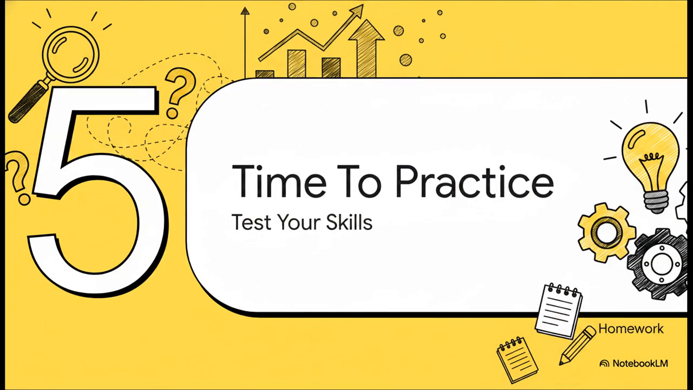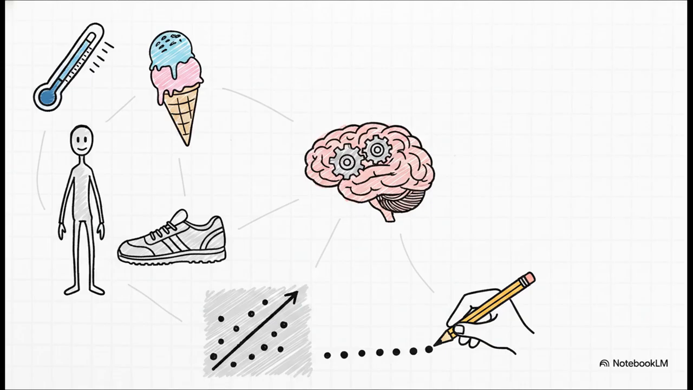Okay, Section 5. Time to practice. Let's test your skills. It's time to actually test drive these new skills with today's homework. First up, think about temperature versus ice cream sales. Is that an uphill, downhill, or totally random trend? Second, sketch out a scatter plot for height versus shoe size. Third, tackle that big critical thinking question we just talked about. Is correlation alone enough to prove causation?